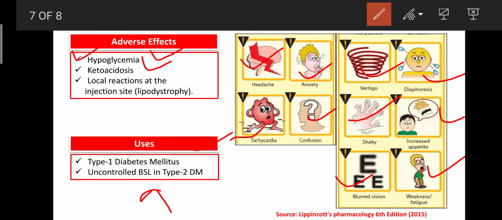One point you should remember: insulin always causes hypoglycemia. So that's why you should be conscious, or you can use the metered delivery insulin instruments for the injection of insulin.